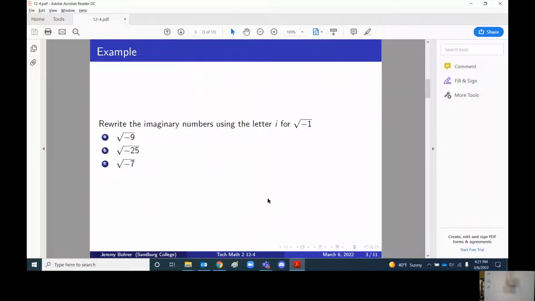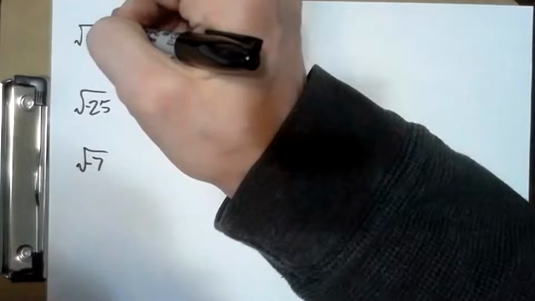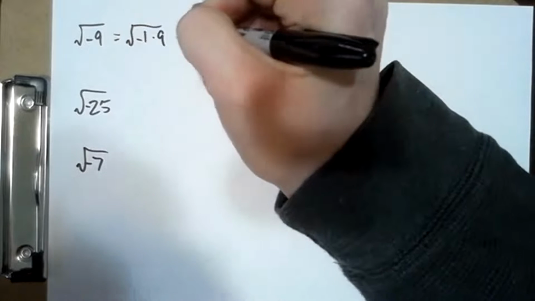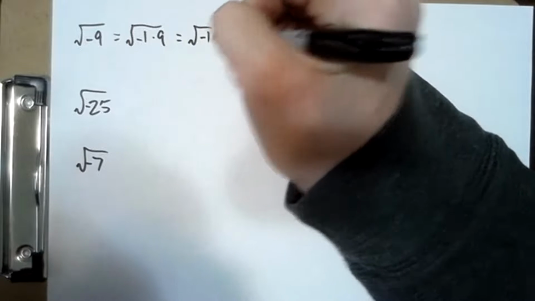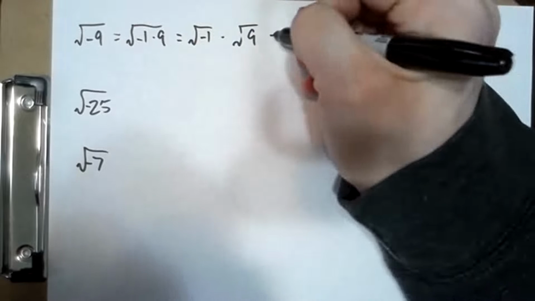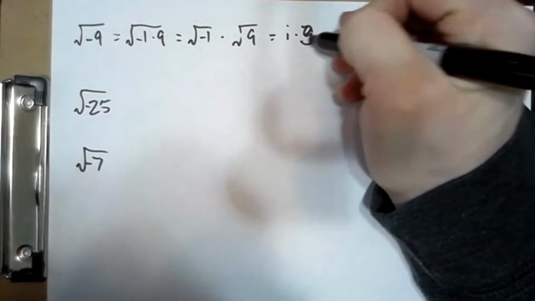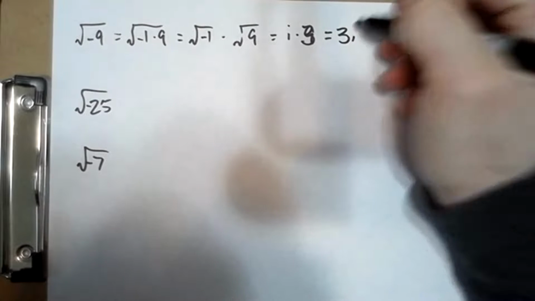In this video, we are going to look at the problems in section 12.4. We're going to start with these problems where we're asked to rewrite the imaginary numbers using the letter i for the square root of -1. To do this, we start with the square root of -9. We rewrite this as the square root of -1 times 9. That's the square root of -1 times the square root of 9, so we can rewrite that as i times 3, which is the same as 3i, which is usually the way we would write this.